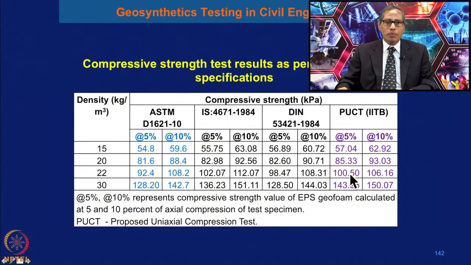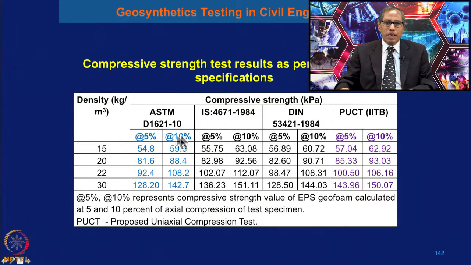For a density of 22 kg per meter cube, this compressive strength is 100.50, and for a density of 30 kg per meter cube, this compressive strength is 143.96. Similarly, for the 10% strain value, when the EPS geoform density is 15 it is 62.92, and when it is 20, 93.03, and when it is 22, 106.16, and when the density of EPS geoform is 30 kg per meter cube, this compressive strength is 150.07.